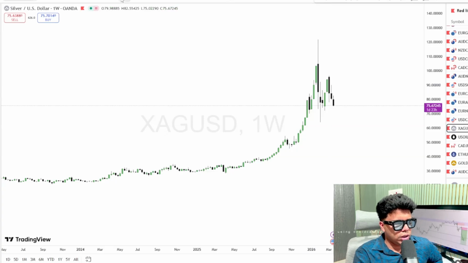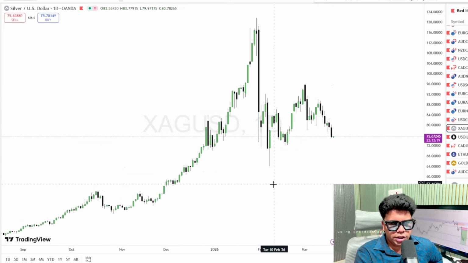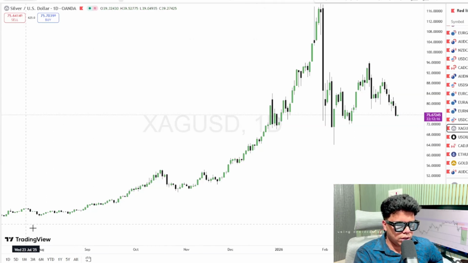Okay, right now I'm switching to the daily time frame. The daily time frame is also a higher time frame, because we can see the historical data.